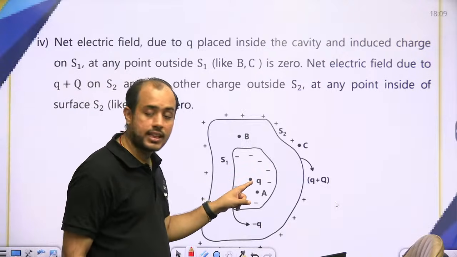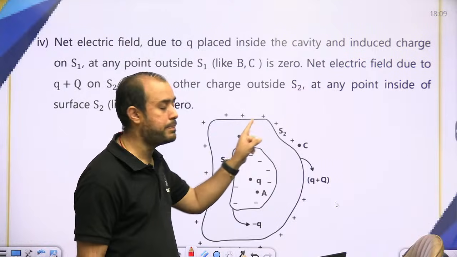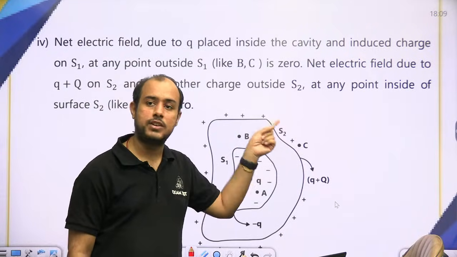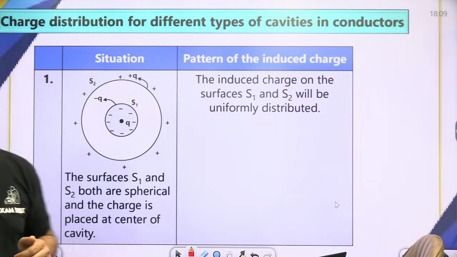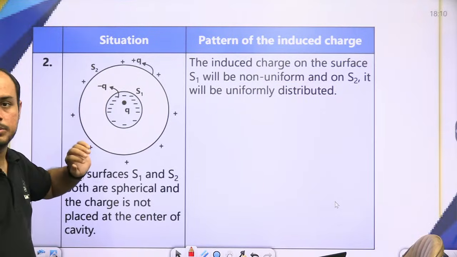तो ये जो अंदर वाला चार्ज है और जो इंड्यूस चार्ज है, इसकी वजह से फील्ड B पे और C पे दोनों पे जीरो आएगी, और C पे जो इलेक्ट्रिक फील्ड आएगी वो सिर्फ S2 वाले की वजह से आएगी. ओके, तो ये मैंने आपको बता दिया ना, ये सारे सिचुएशन बेटा, ये सारे सिचुएशन बता दिए.